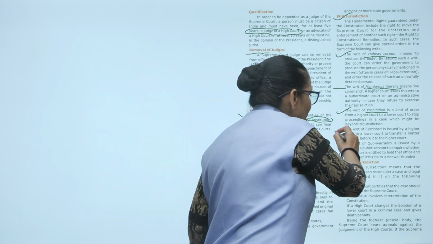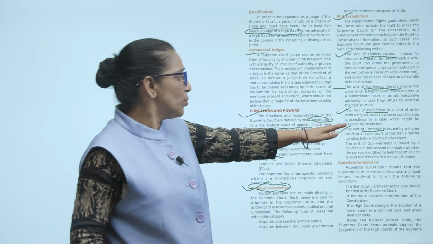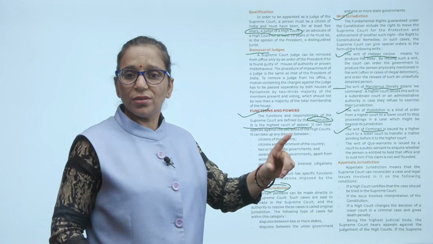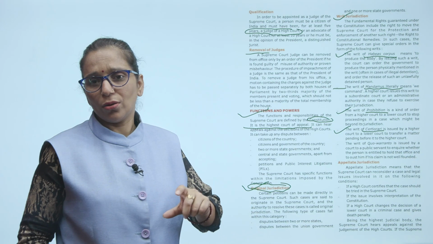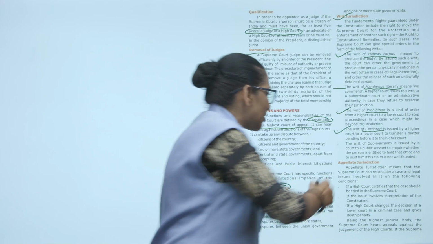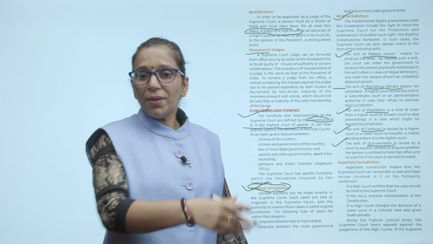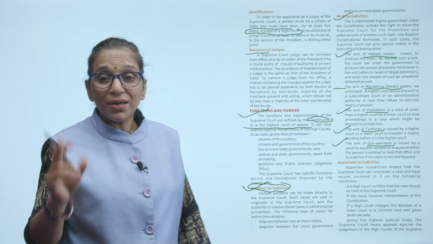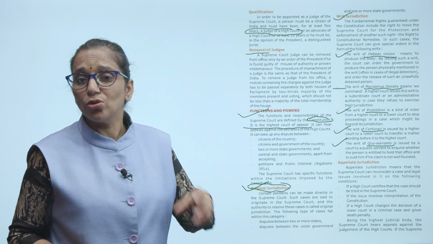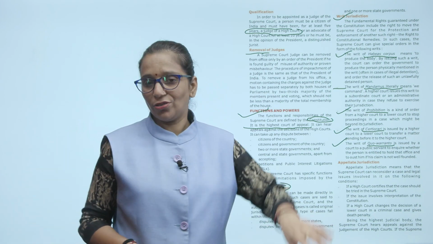Then the next writ is the writ of certiorari. Certiorari is issued by the higher court to the lower court to transfer a matter pending before it to the higher court. That is, you transfer it to the higher court. Then next is the writ of quo warranto. It is issued by the court to a public servant to inquire whether the person is entitled to hold that office, and to oust him if his claim is not well founded. So that is issued to the public servant.